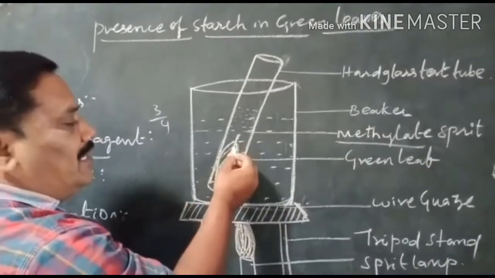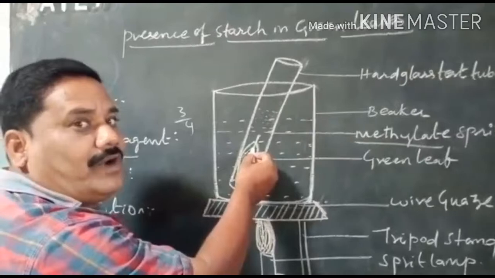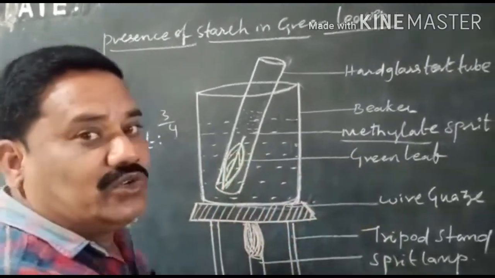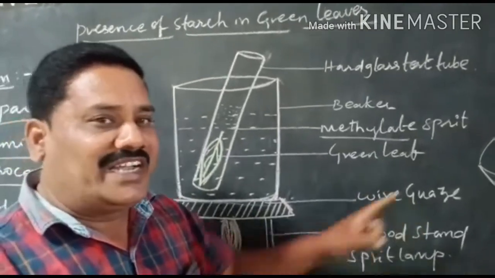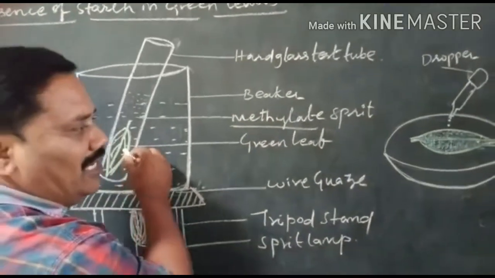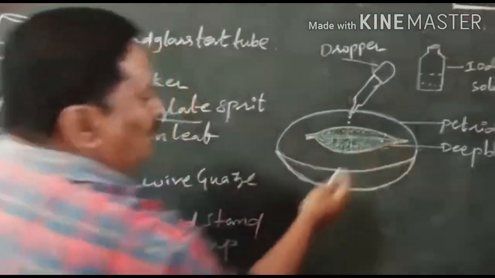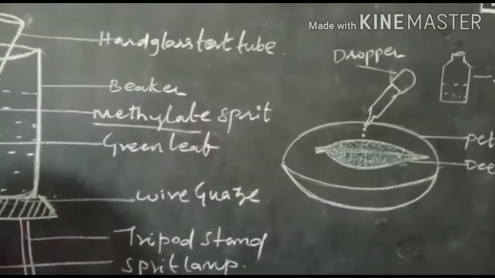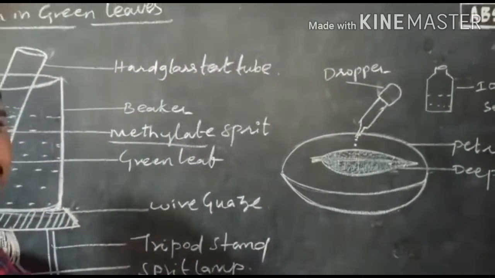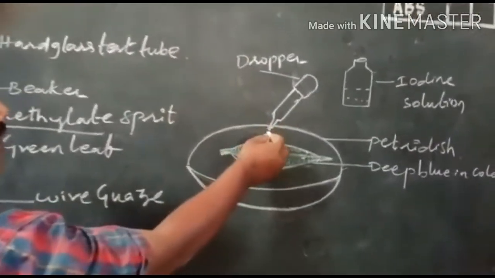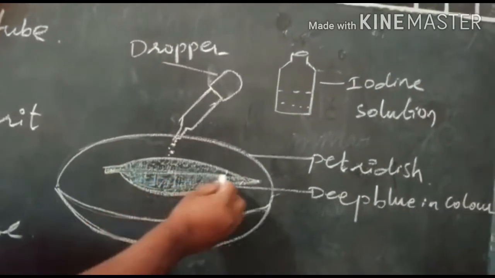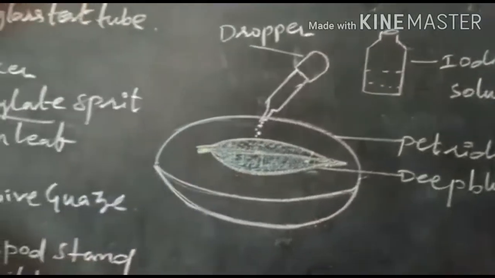Now remove the leaf slowly from the test tube with the help of tongs or a needle. The leaf is bleached, and it is placed in a petri dish with water. Add one or two drops of iodine solution on the leaf. What do you observe? The leaf changes into deep blue color.